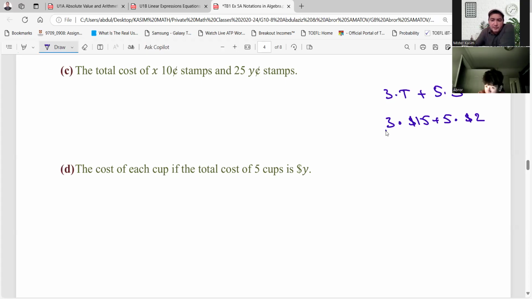So what is three? The number of items, right? We call this quantity. And how about 15? It's the unit price, right? This one is the number of items, and this one is the unit price. So if you multiply the number of items by the unit price, it gives us the total cost, right? Okay. So now tell me, if you buy x 10-cent stamps, what will be the cost of these x 10-cent stamps?